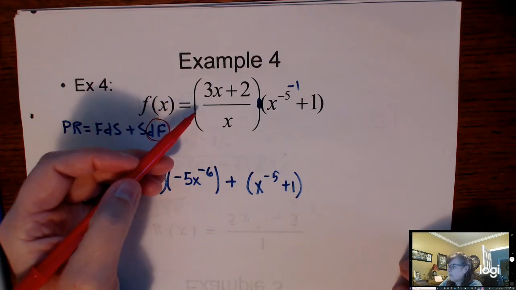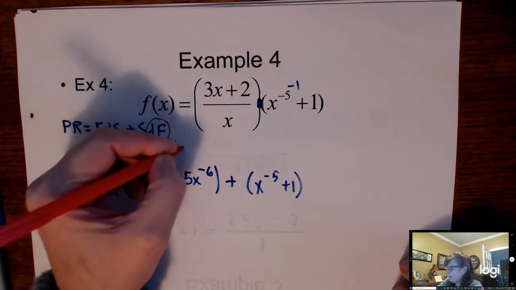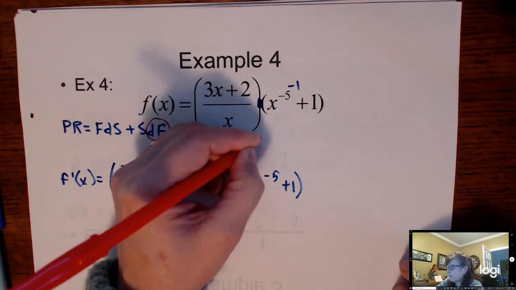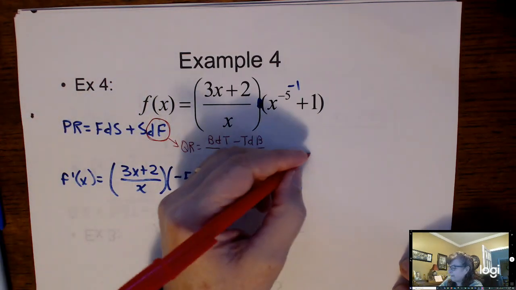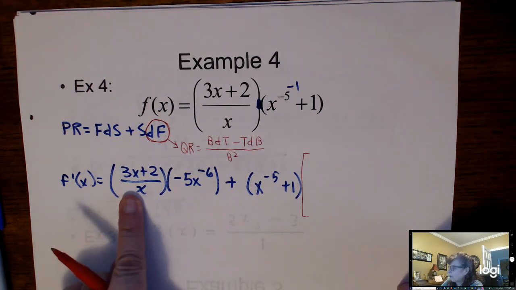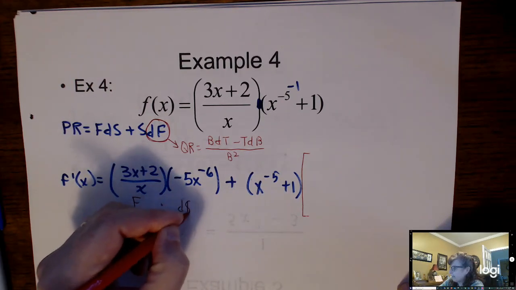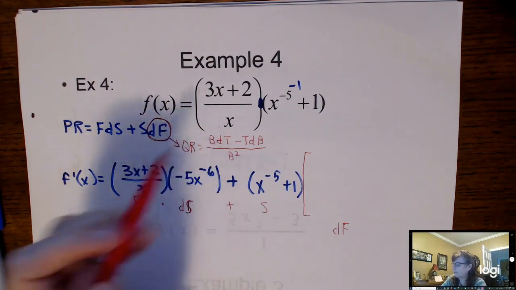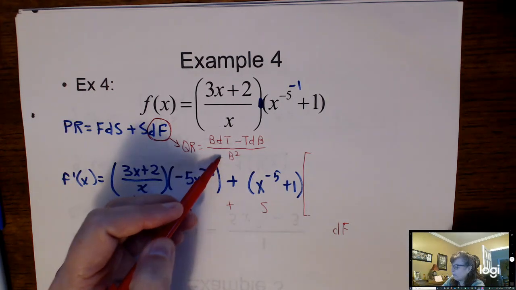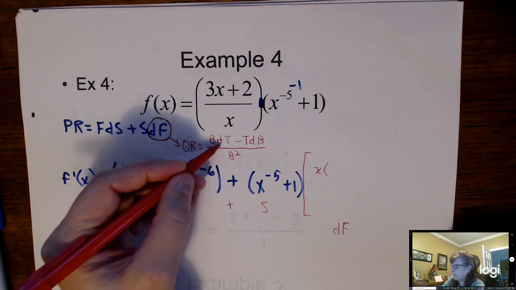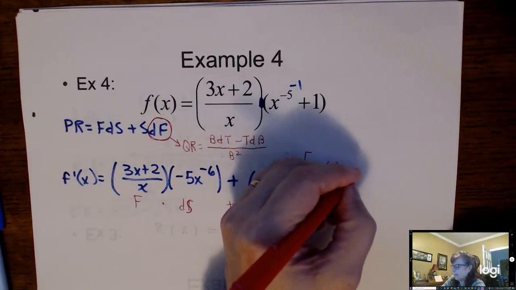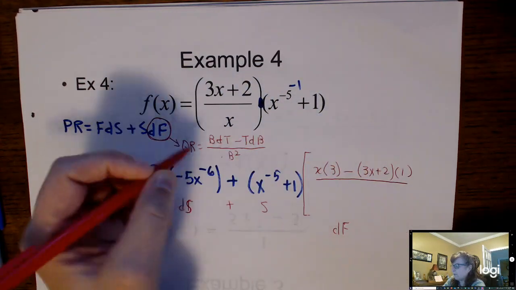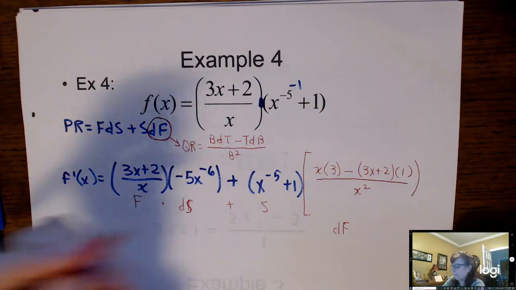Okay, well, the derivative of the first is a quotient, so you have to use the quotient rule, which is bottom times the derivative of the top minus top times the derivative of the bottom over the bottom squared. Okay, so first times derivative of the second plus the second times the derivative of the first. So the derivative of the first involves the quotient rule. So that's going to be bottom, which is x, times the derivative of the top, which is 3, minus the top, which is 3x plus 2, times the derivative of the bottom, which is 1, all over the bottom squared.